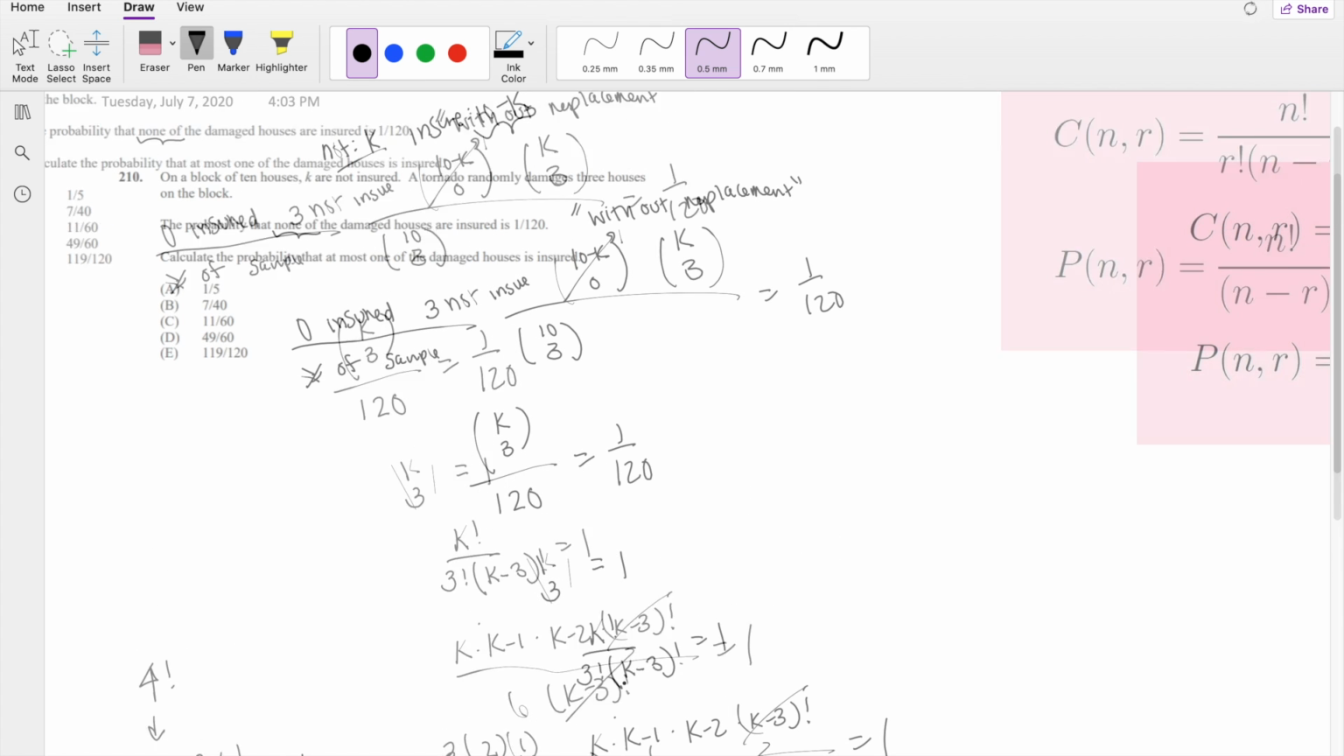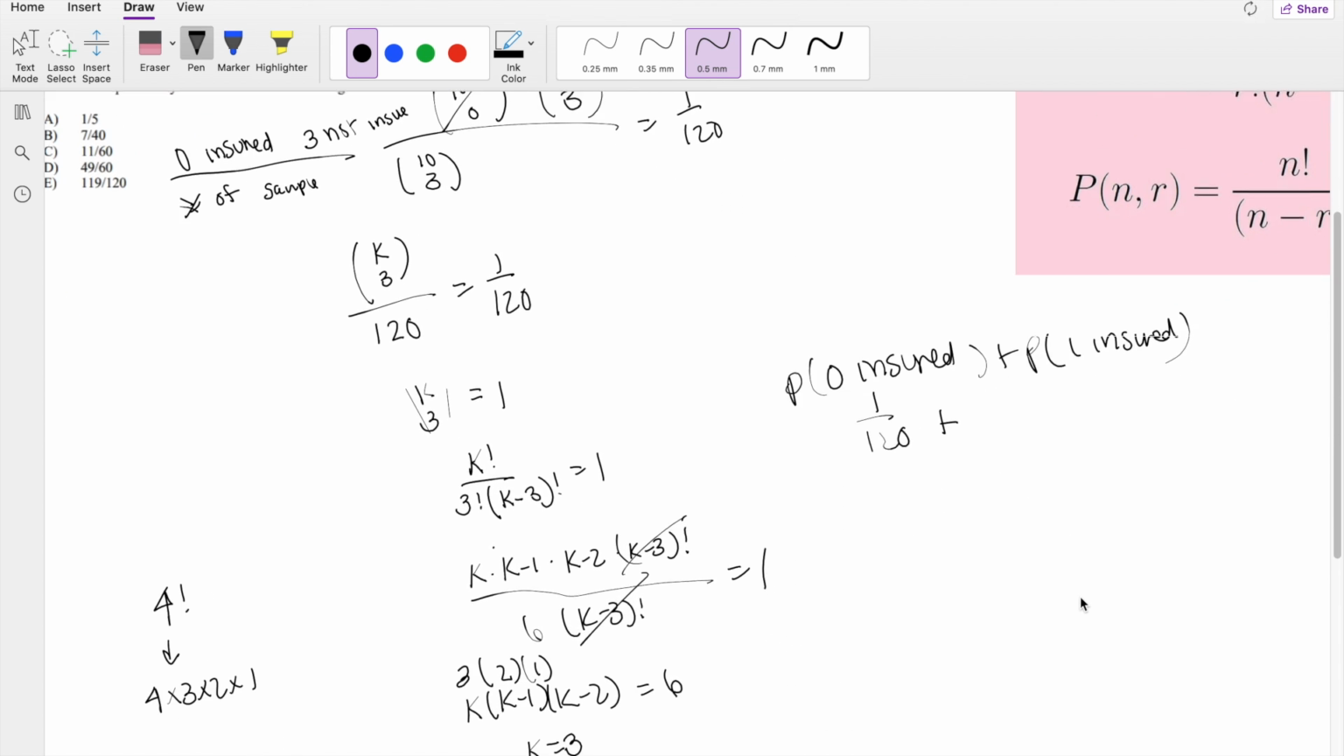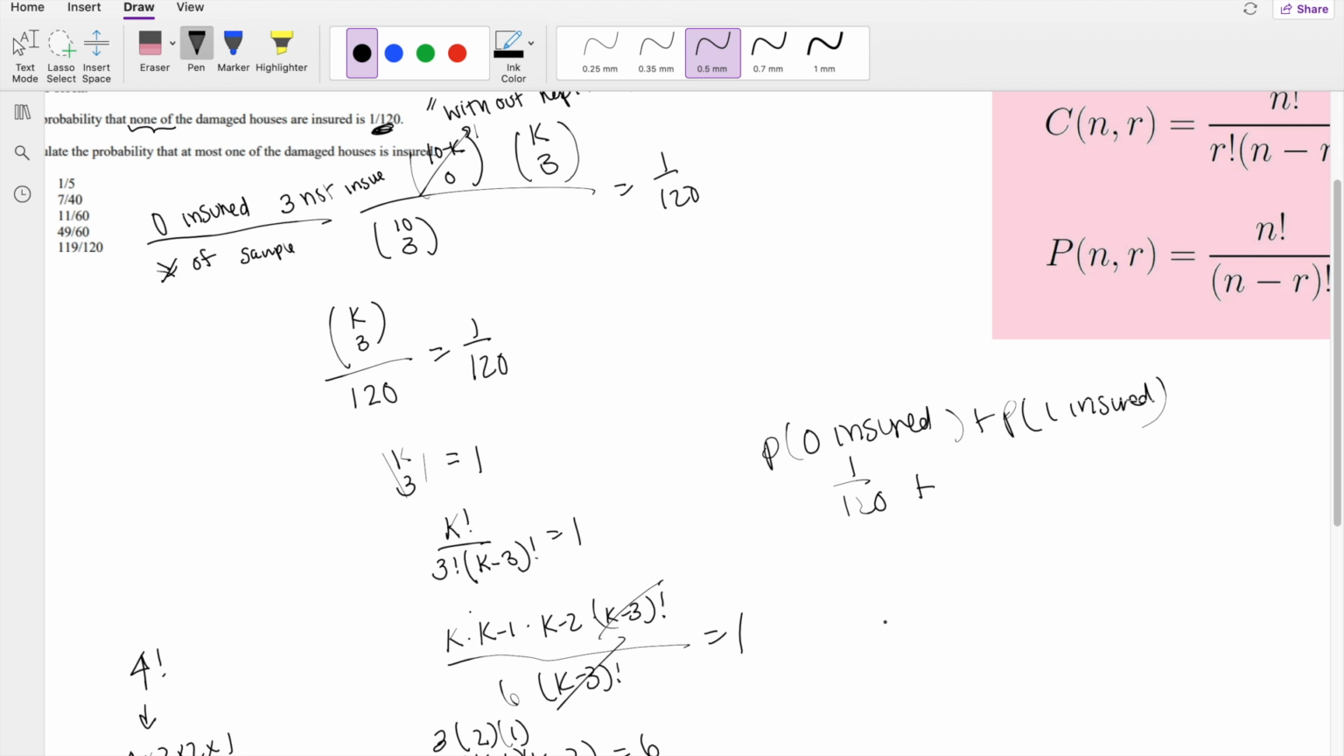So we have everything we need to calculate the probability that at most one of the houses damaged is insured. That means the probability that 0 are insured plus the probability that 1 is insured. We know the probability that none of them is insured is 1 over 120. For the probability that 1 is insured, we can just plug it back into our formula. So if we're looking for 1 insured, that means 1 insured and 2 not insured out of the total.